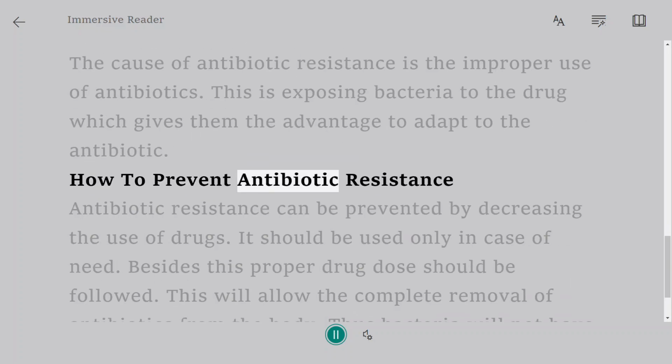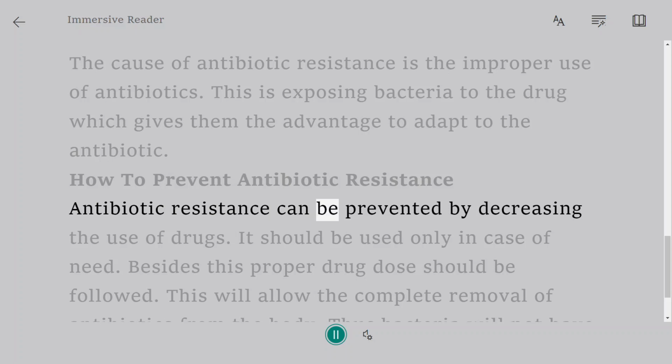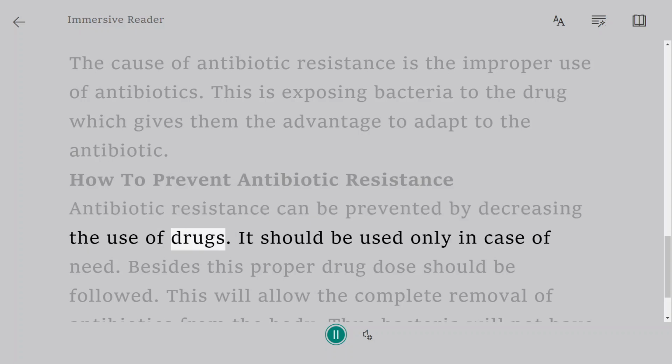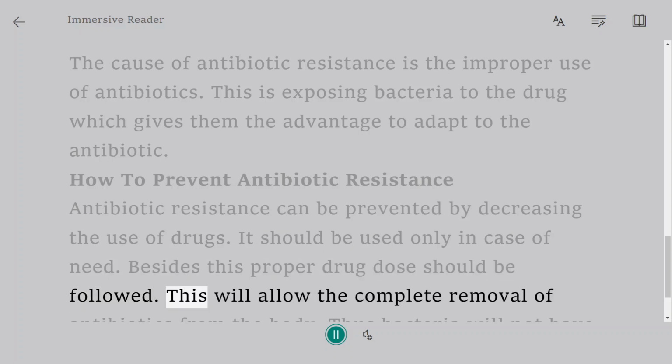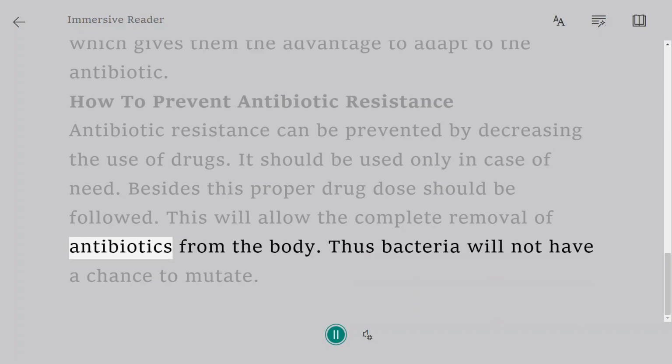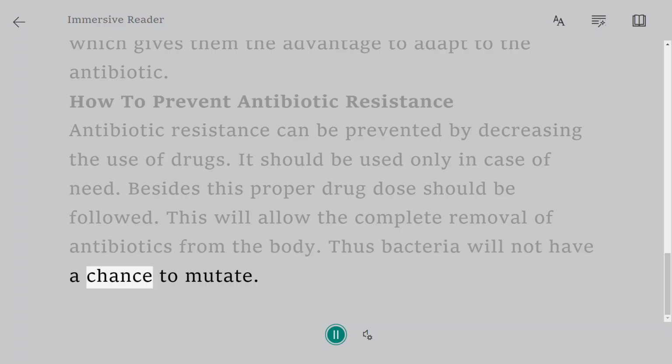How to prevent antibiotic resistance? Antibiotic resistance can be prevented by decreasing the use of drugs. They should be used only in case of need. Besides this, the proper drug dose should be followed. This will allow the complete removal of bacteria from the body. Thus, bacteria will not have a chance to mutate.